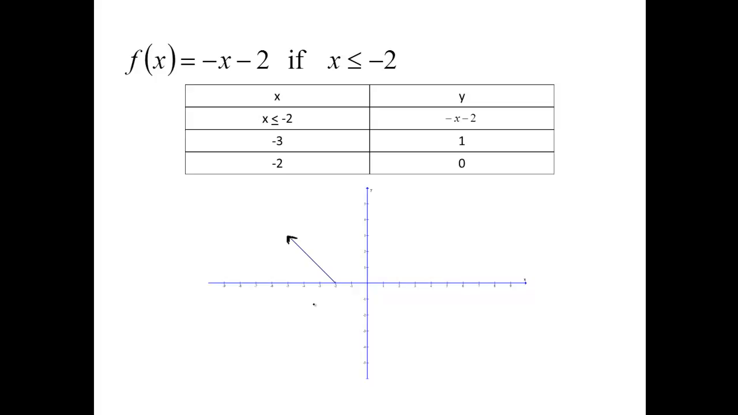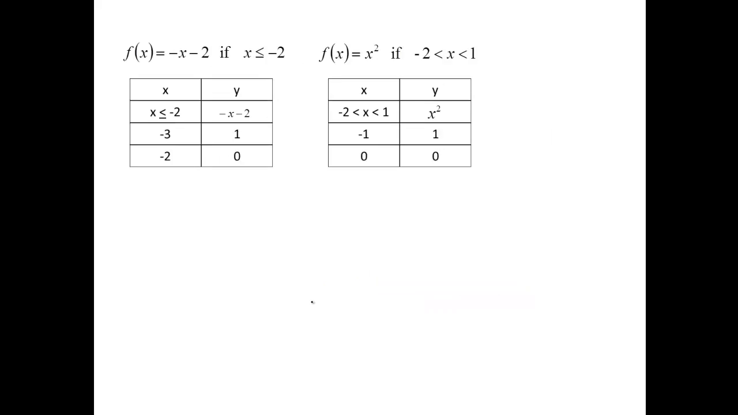But that's not the only thing that we have in this function. This function also has another part where if x is between minus 2 and 1, then we would square the x values. And so let's put some values that are between minus 2 and 1 in for x. The xy table that we have constructed here is similar to what we had before. If x is negative 1, then y is going to be 1 because we'll square that. If x is 0, then y will be 0 because we'll square that.